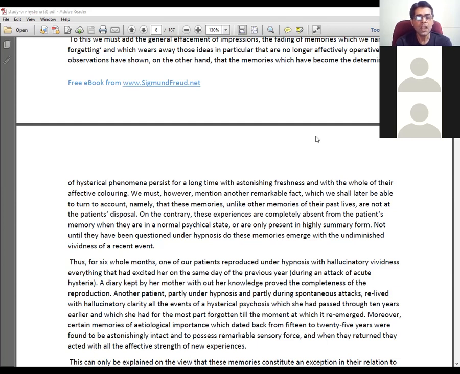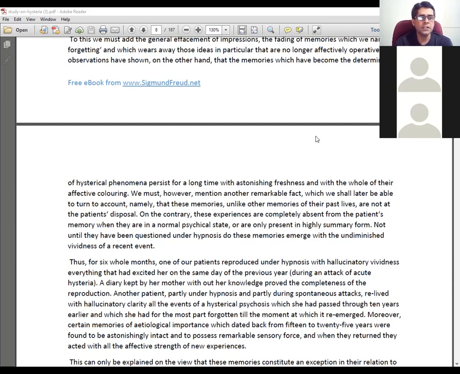Second can be hypnosis. Third, dream analysis. Fourth, art, creation of art. And fifth, slips. Slips of tongue, slips of language, slips in writing.